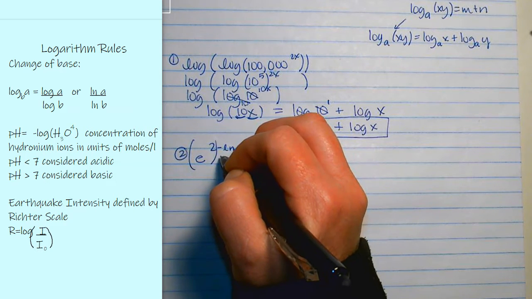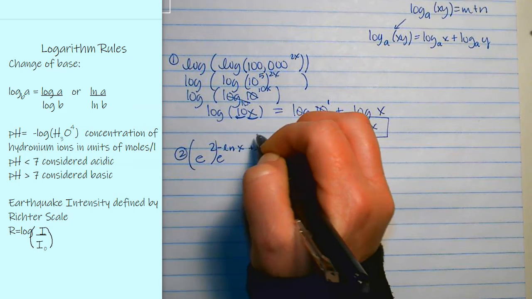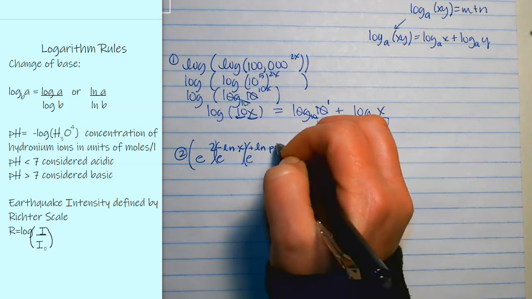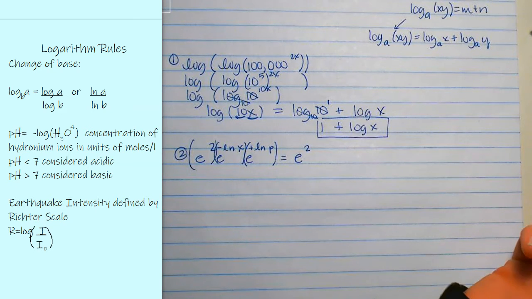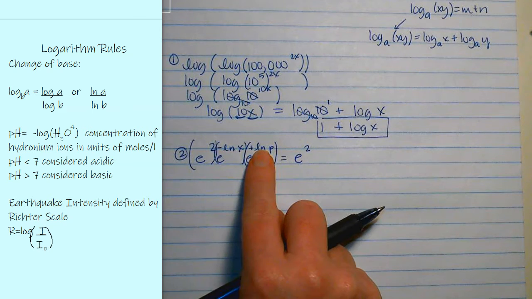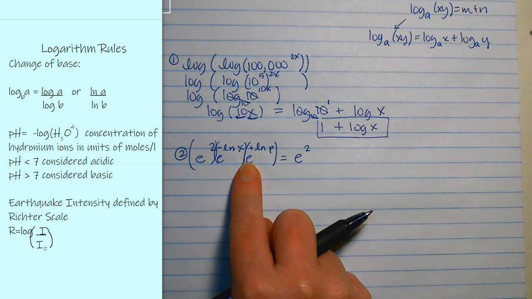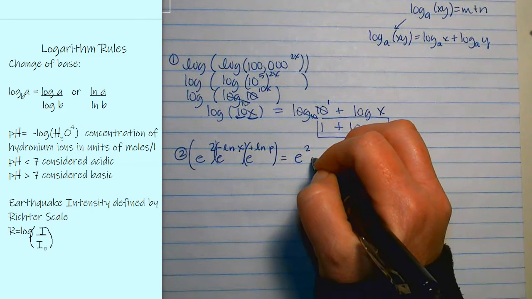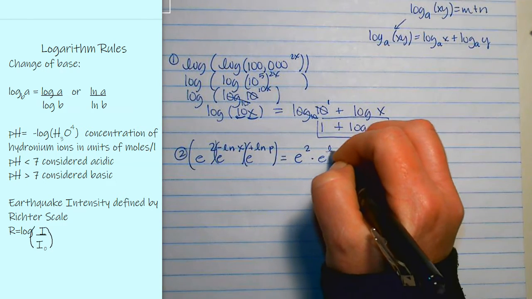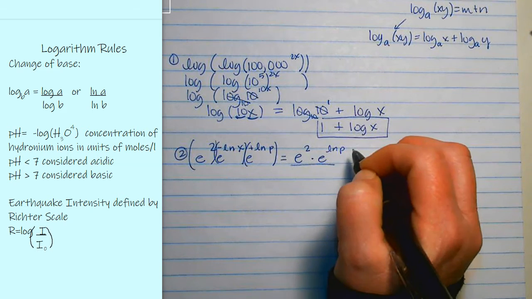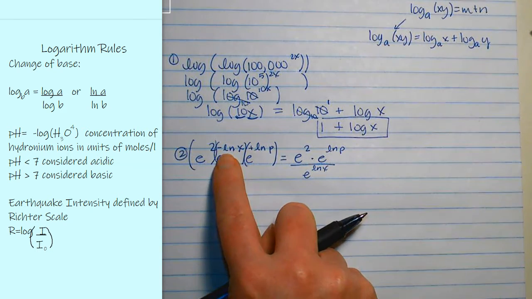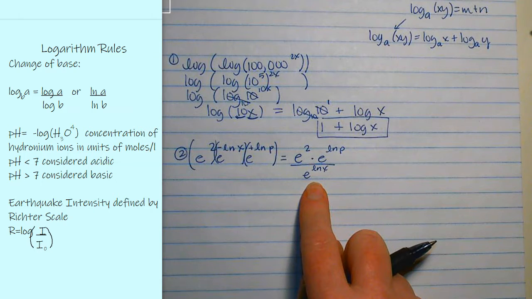This is an e squared. This is an e to the natural log of x. This is an e to the natural log of p. So in order to add and subtract, we have the base of e. And if I write it like this, I can separate it again and say this is e squared times e to the natural log of p over e to the natural log of x, because that's what a negative exponent does. It puts things in the denominator.